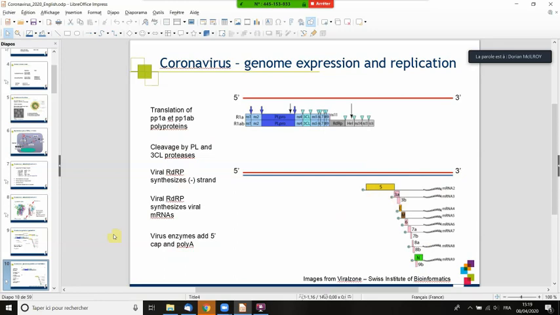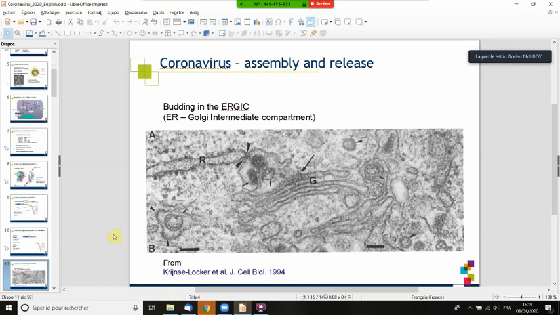Okay, so that's gene expression. And finally, for assembly and release, the coronaviruses aren't released at the plasma membrane. They're released in a very specific place, which is the endoplasmic reticulum Golgi intermediate compartment, which you can see on this very nice electron micrograph from about 25 years ago.